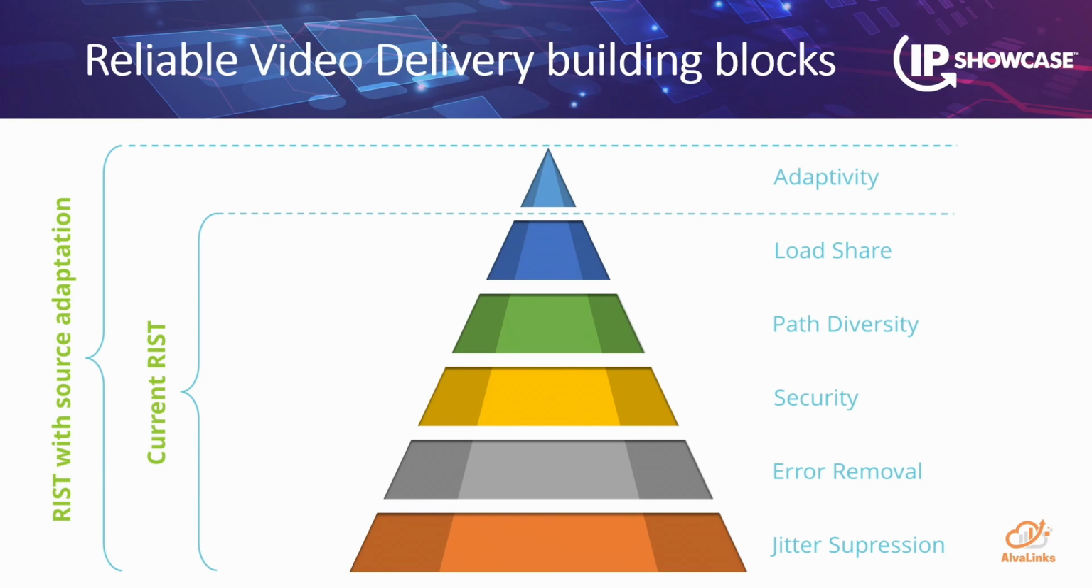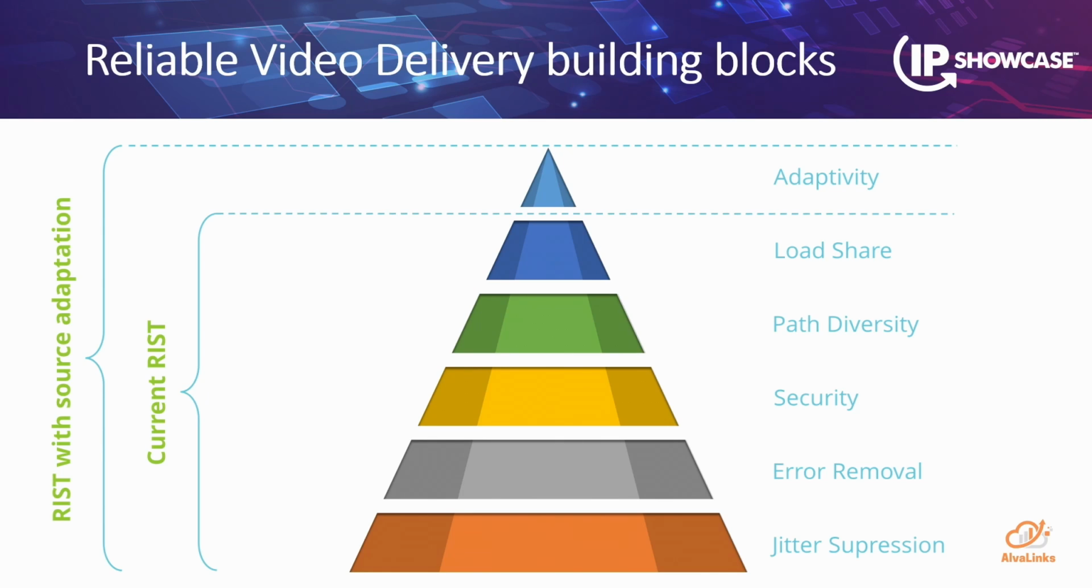So first, let's talk about the pillars of reliable delivery. On the bottom, we see the jitter suppression, error removal. We have RIST to do that. We have security that we saw in the previous presentation, talking about AES. RIST also gives us DTLS, PSK. We have path diversity, multi-link that we can use, and we have load balancing. Those were and are available in the RIST simple profile, RIST main profile, and some other protocols that try to do the same. What is missing is the top of the pyramid, the holy grail, the adaptivity. How do we adapt?